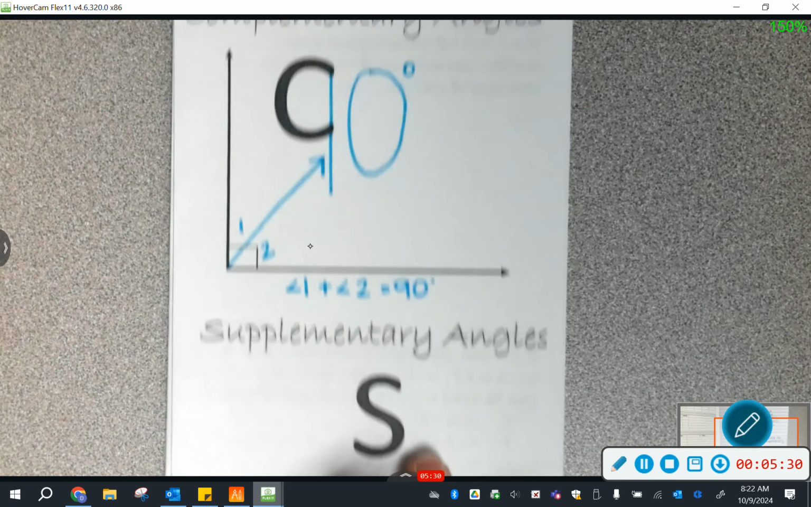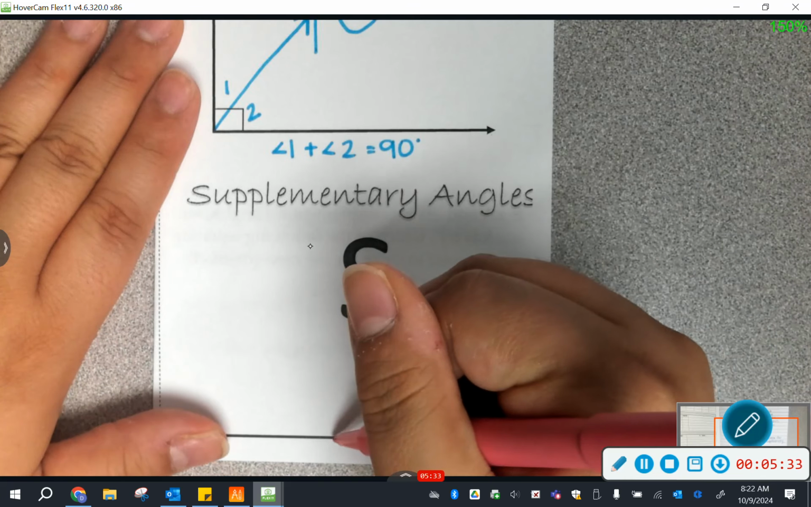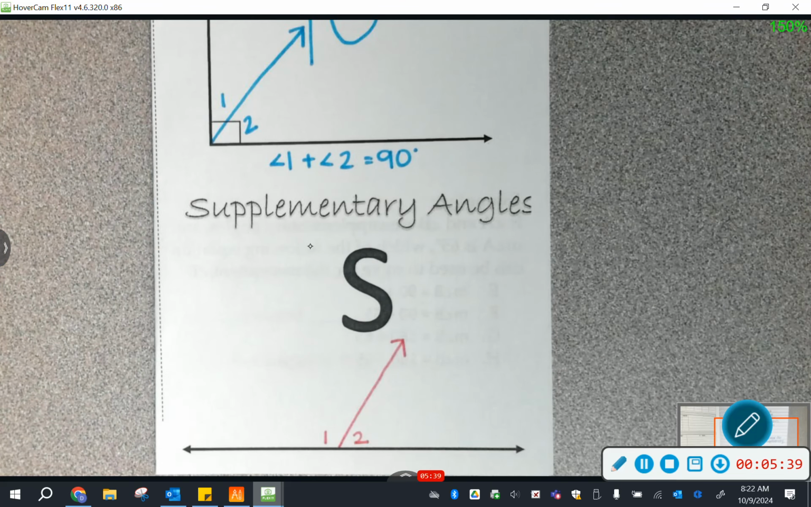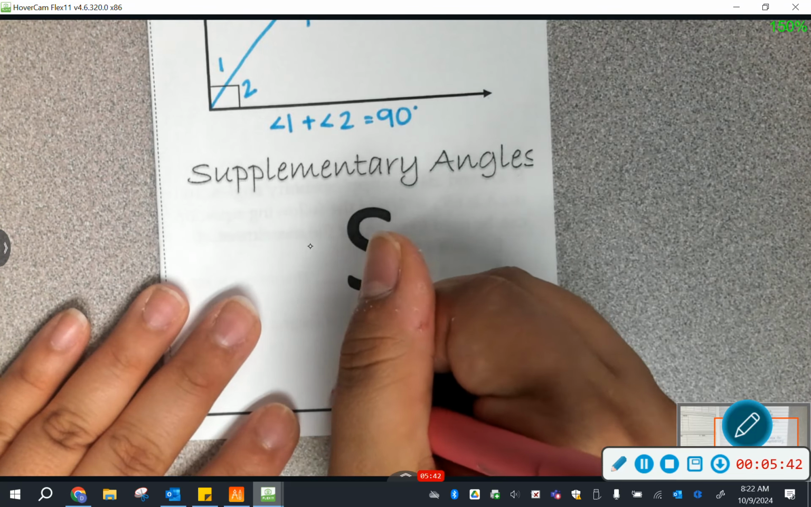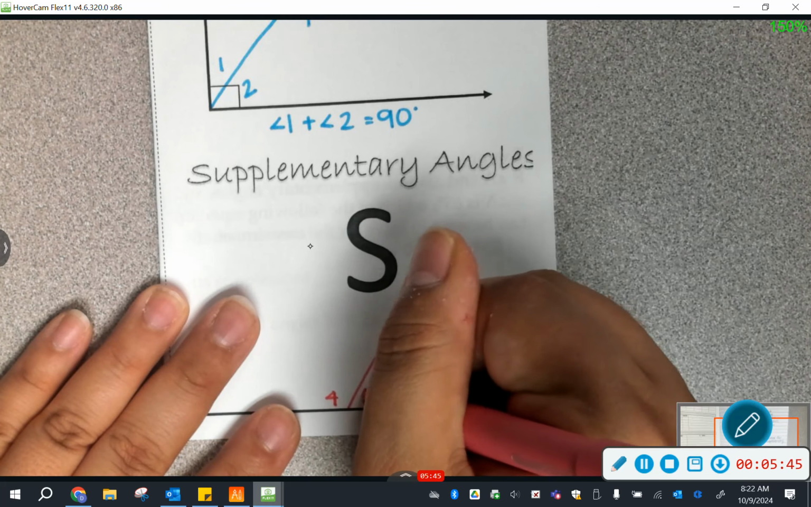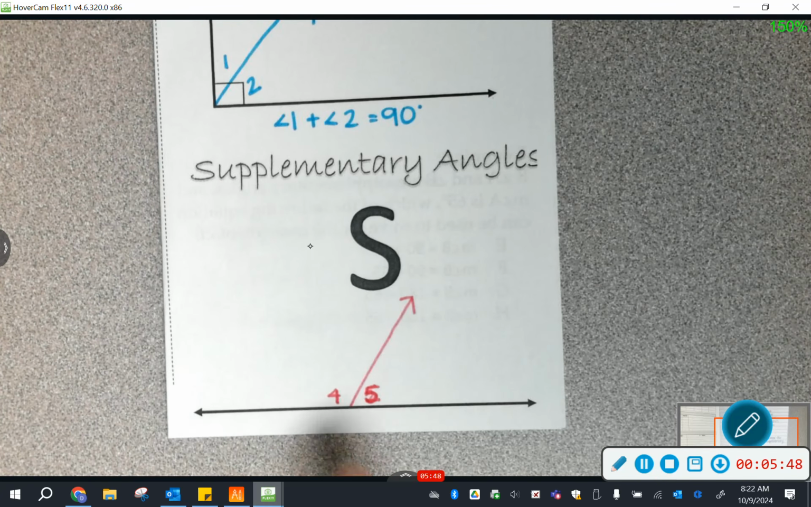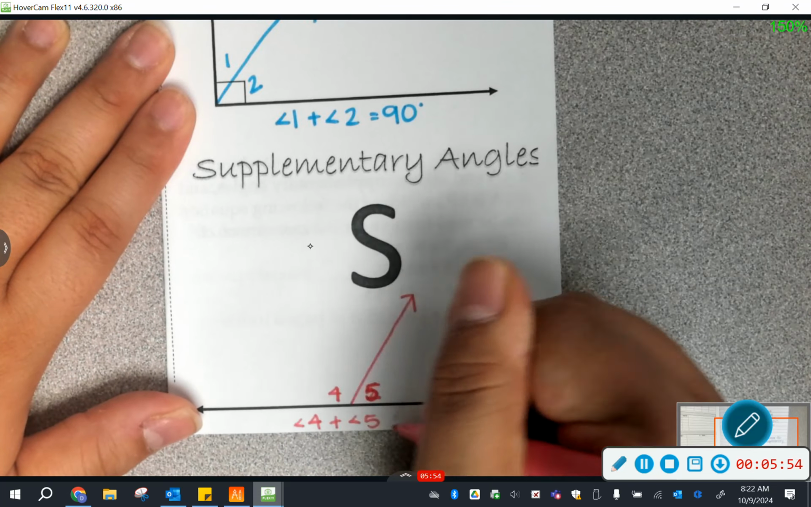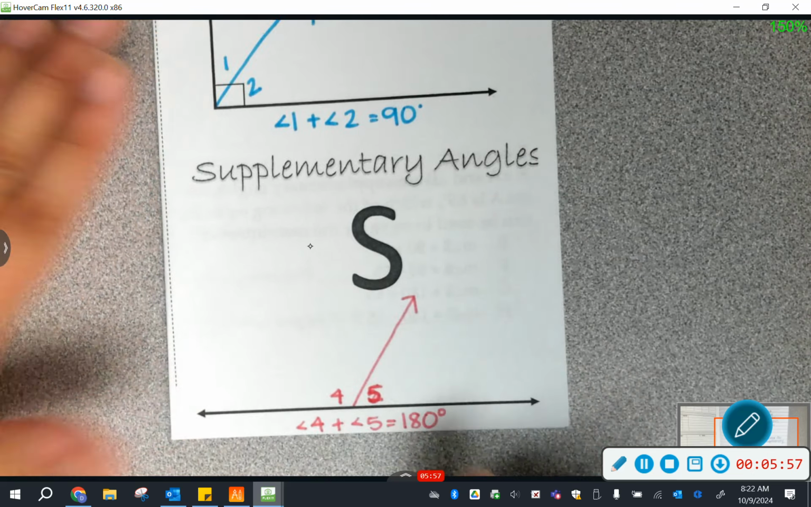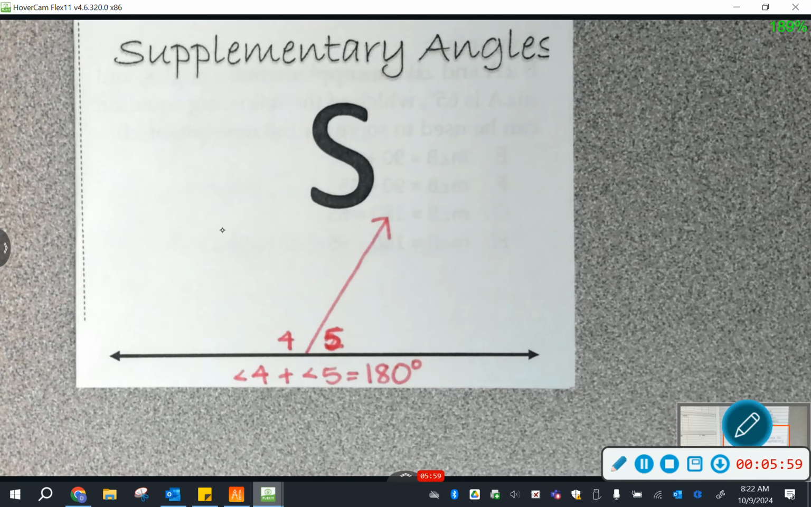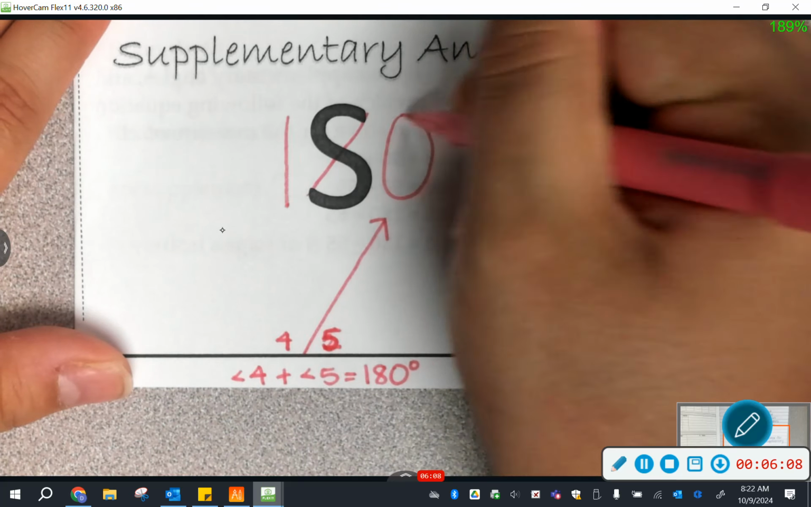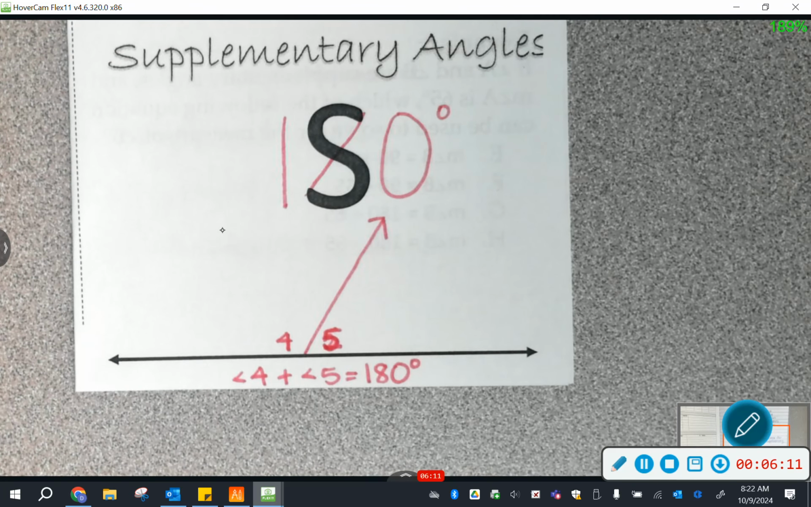Going up, what does supplementary mean? Two angles again. So draw a ray and draw two angles. Oh, let's change that. Don't do 1 and 2. Can y'all do 4 and 5? Let's do 4 and 5. And what do these two angles add up to? Angle 4 plus angle 5 equals 180 degrees. Write that down. And what can I change an S into? Right. So supplementary is 180 degrees.